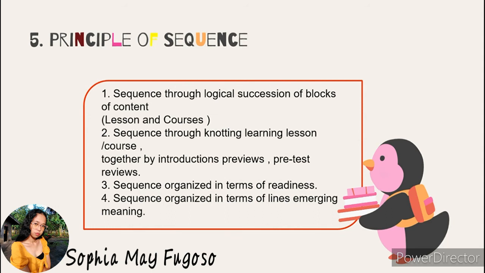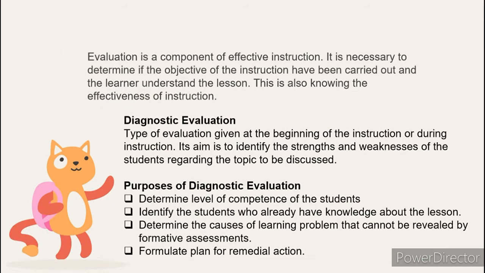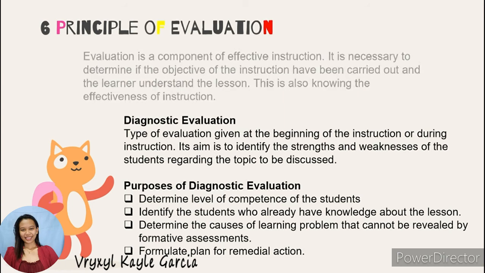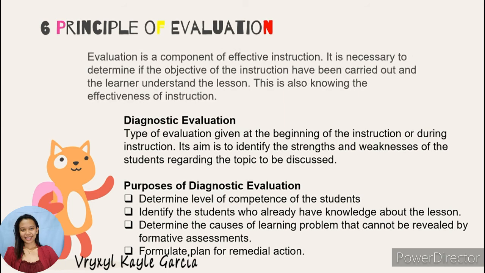Sequence organized in terms of lines of emerging meaning. This calls for planning specific learning tasks that will depend on the ability of the learners to give meaning to a specific situation, and to deduce impressions from whatever is read, to think of the possibilities as an end result of doing the activity. Principle of evaluation. Evaluation is a component of effective instruction. It is necessary to determine if the objectives of the instruction have been carried out and the learners understand the lesson. This is also knowing the effectiveness of instruction.